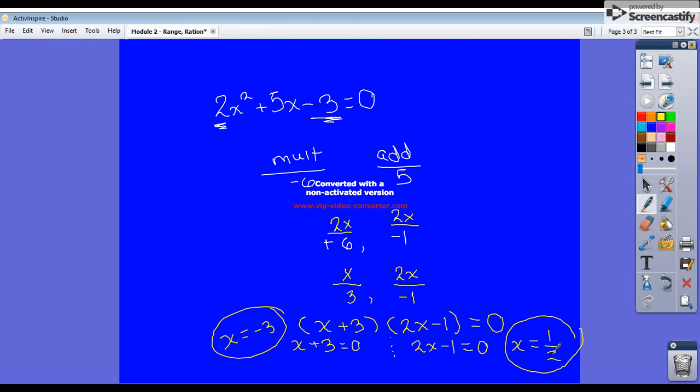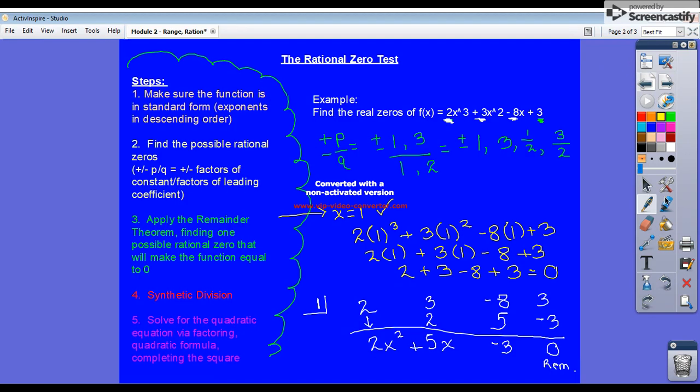And then I'm going to go back to the previous slide real quick. Now, there were supposed to be 3 values because the highest exponent or degree was 3. So I should have 3 x's. Where's the third one? The third one is always from the remainder theorem. I hope this helps, guys.